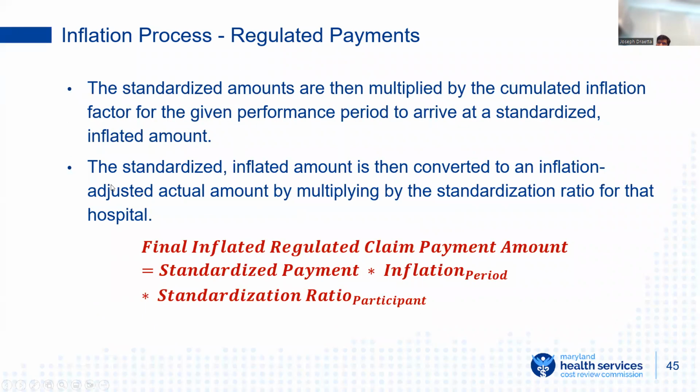Next slide, please. So this slide will just give the simplified formula for that. Again, due to time, we won't go into a lot more detail here, but you can use this to get the final inflated regulated claim payment amounts. Anywhere you see that in the CTP, those numbers have already gone through this process. You don't need to worry about GBR effects or inflation when you're trying to compare baseline numbers to performance period numbers in the CTP itself.